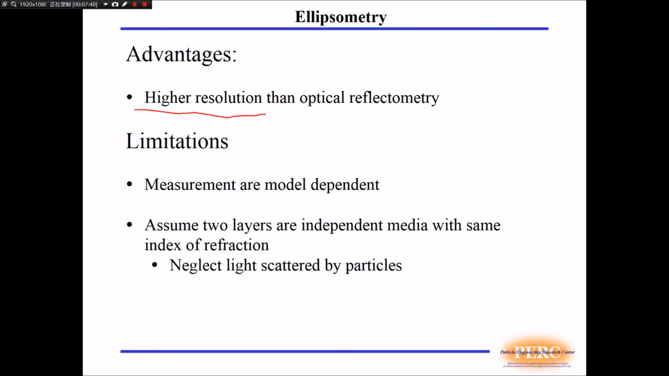The limitation of ellipsometry is mainly due to its model dependence. It assumes that the upper and lower layers can be viewed as different media with the same index of refraction, and ignores any light scattering by particles.